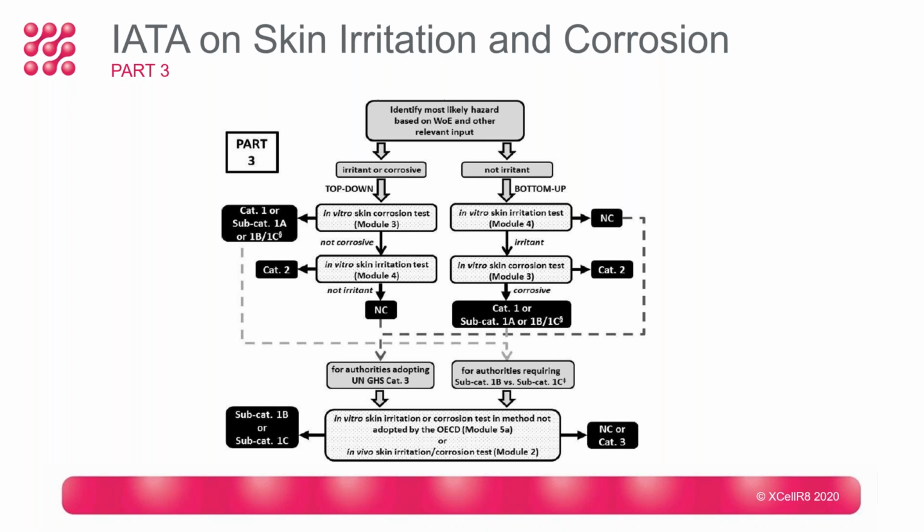So this is partly designed to limit the amount of additional testing that is needed by making an educated guess at the outset whether you need to start from the top end of corrosion or the bottom end with irritation, and you may not necessarily have to go on to do the second test if you get a conclusive result in the first one.